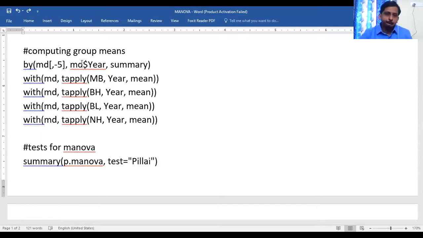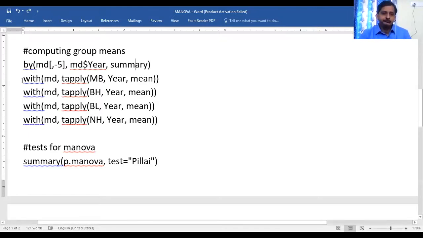There are two different ways we have seen this usage. We have seen the usage of the by function, applied on MD for the first four variables across year, to generate the summary statistics. What will this summary give us? It will give us the measures: minimum, first quartile, median, mean, third quartile and maximum. But I wish to present only the mean values for every variable across the years.